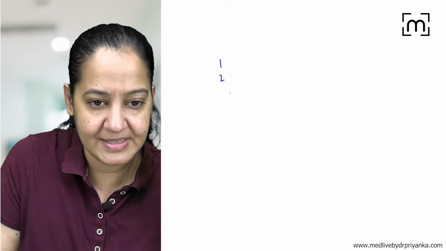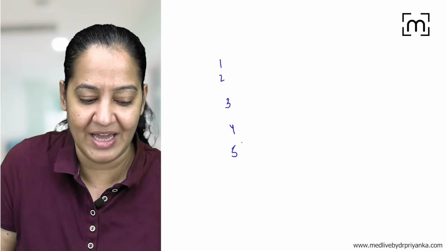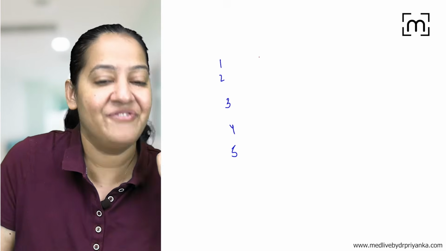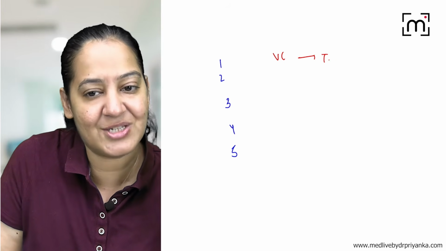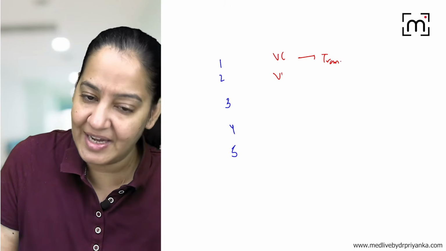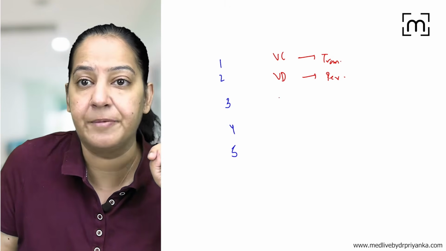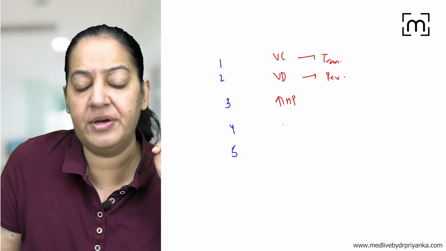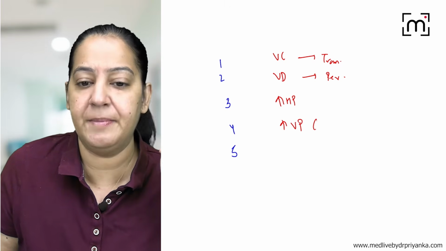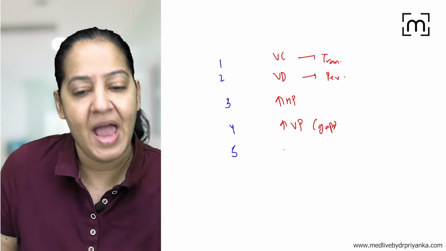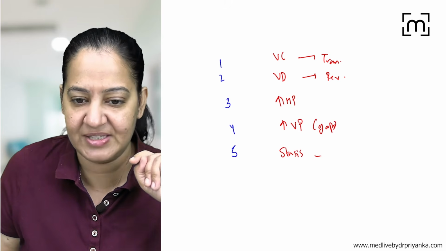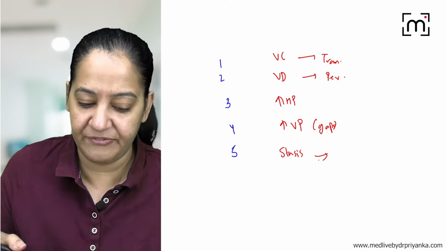So the first, second, third, 4th, 5th. Can we revise it together? So the first event is vasoconstriction, which is transient in nature. The second is vasodilation, which is persistent in nature. The third is increased hydrostatic pressure. 4th is increased vascular permeability, that is formation of gaps. And 5th is stasis. So can you tell me the relevance of each of them?